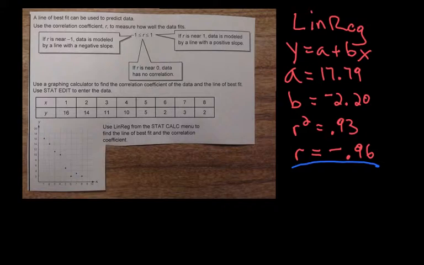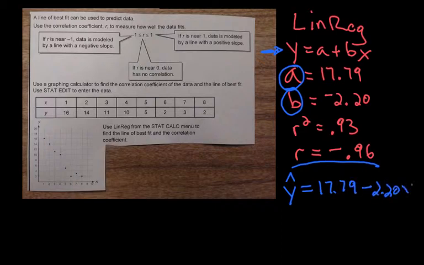To find the equation that best fits the data, you're just going to substitute the values that you already have. You already have the a, you already have the b, and you substitute them into the equation. Now remember, I told you guys to use y hat. That means predicted value. So I have y hat equals 17.79 minus 2.20x. Using this equation right here, you guys can start predicting outcomes.